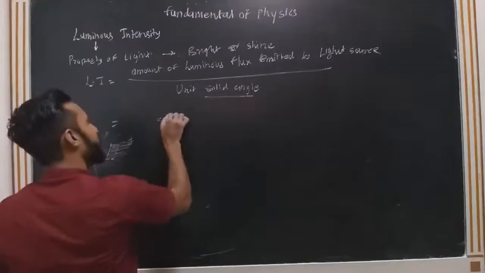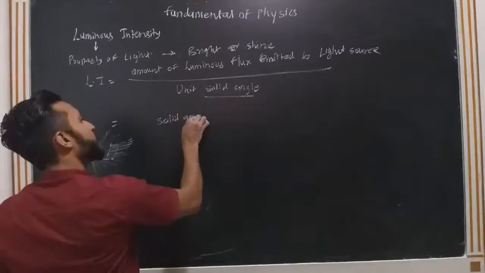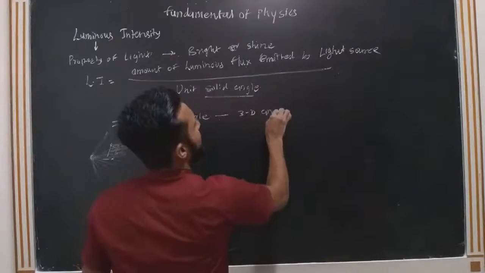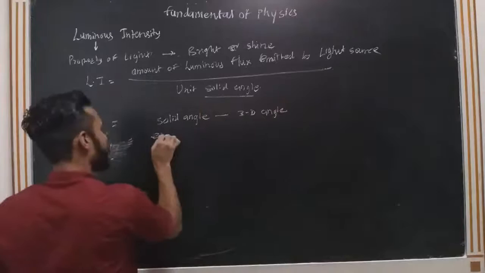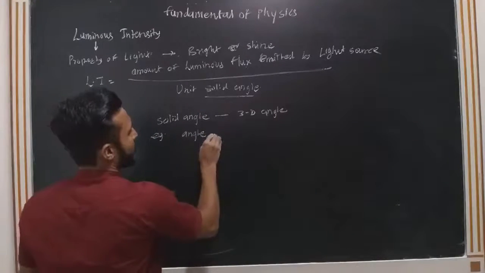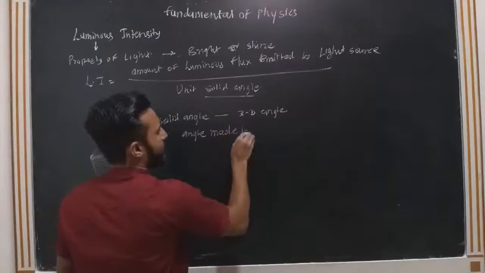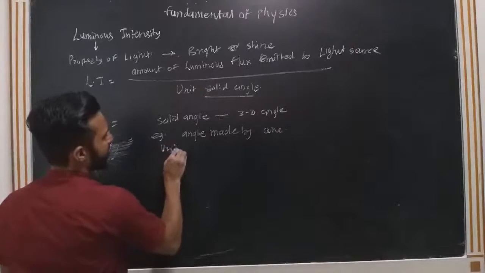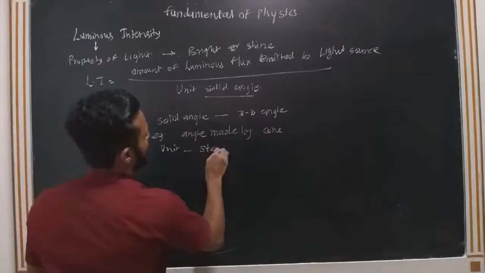What is solid angle? Solid angle is a 3D angle, for example the angle made by a cone, and its unit is steradian.